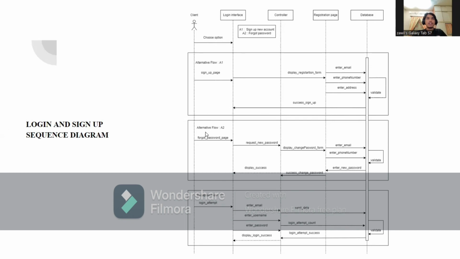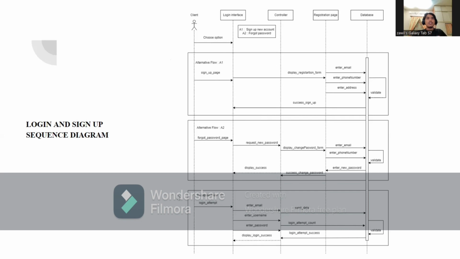The second alternative flow is if the client forgot their password, they can request a new password and the system will display a change password form. They can enter email and phone number to become authorized. The system will change to the new password and display the success message.